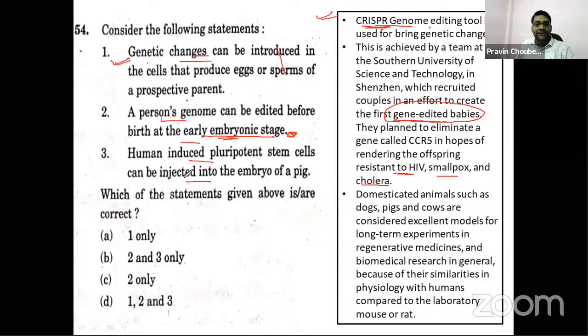Human-induced pluripotent cell can be injected into the embryo of pig. This is also proved and possible in many parts of the world, where domesticated animals such as dogs, pigs, and cows are considered excellent model for long-term experiment. Okay, long-term experiment in regenerative medicines and biomedical research in general, because there are similarities in physiology with humans compared to the laboratory use of rat. So statement 3 is also correct. So all 3 statements are correct. So the correct answer will be D. Okay. Now move to the next question.